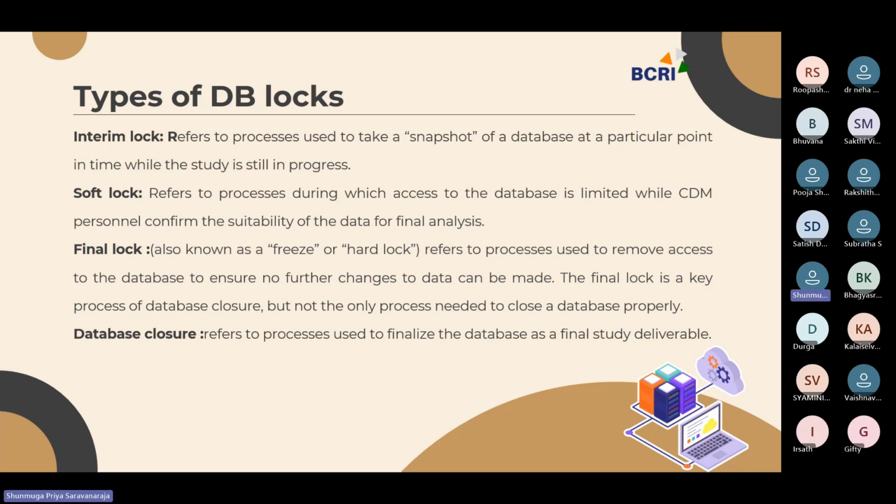So the final lock is like a hard lock and it refers to processes used to remove access to the database and ensure no further changes can be made by anyone. And the final lock is a key process of database closure, but not the only process needed to close a database properly. So once I do this lock, the final process is the database closure, which refers to the process used to finalize the database. I will take a snapshot, like this is the time it has been closed, and the deliverables will be provided to the analysis team.